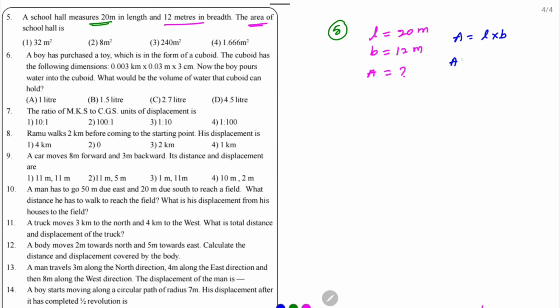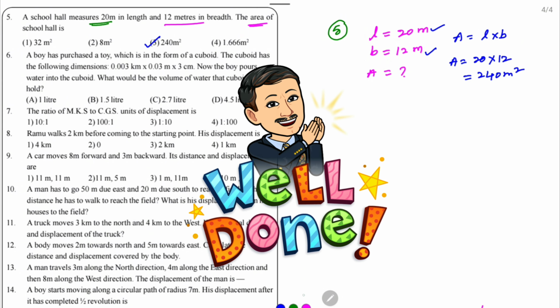Then substitute the values. A is equal to length 20 times breadth 12, which is equal to 240 meter square. Remember, the unit of area is meter square, as length is given in meter and breadth is given in meter. So the area will be meter square. So the correct option is option 3. Let me know how many of you got the same answer through the comment section.